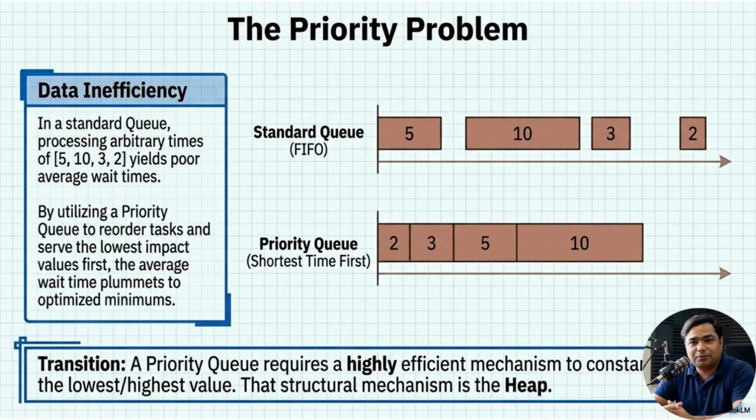But there is one problem. How can we efficiently find the highest priority or lowest priority item again and again? If we use a normal list, we may need to search the entire list each time. That is slow. So we need a better structure. That structure is called a heap. A heap is the structural mechanism behind an efficient priority queue.